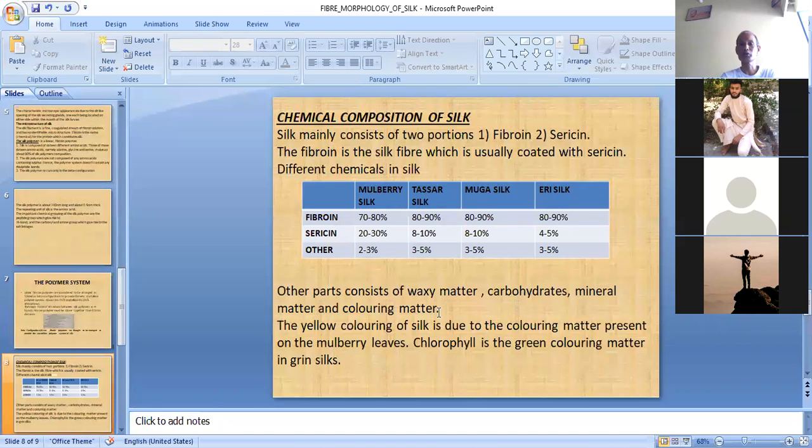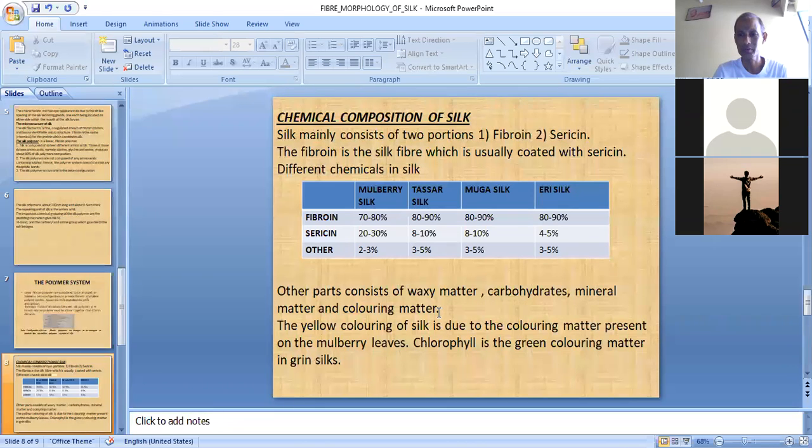Now the chemical composition of silk. Silk mainly consists of two portions, fibroin and sericin. The fibroin is the silk fiber which is usually coated with sericin. That we already have. Major attraction.